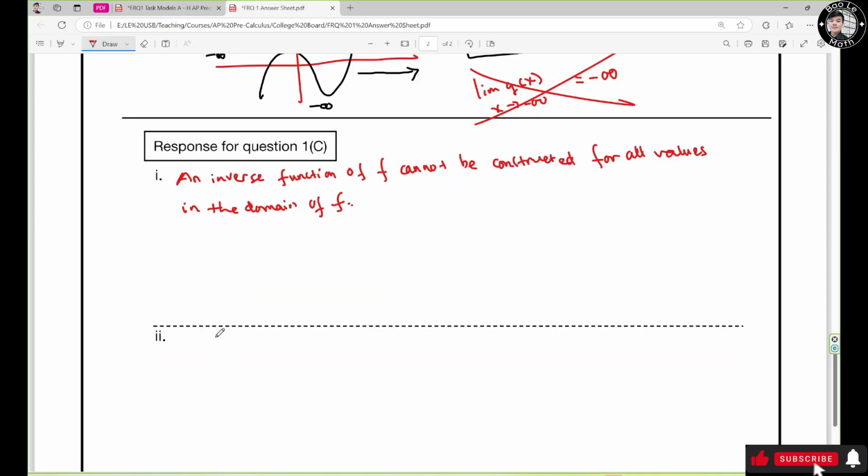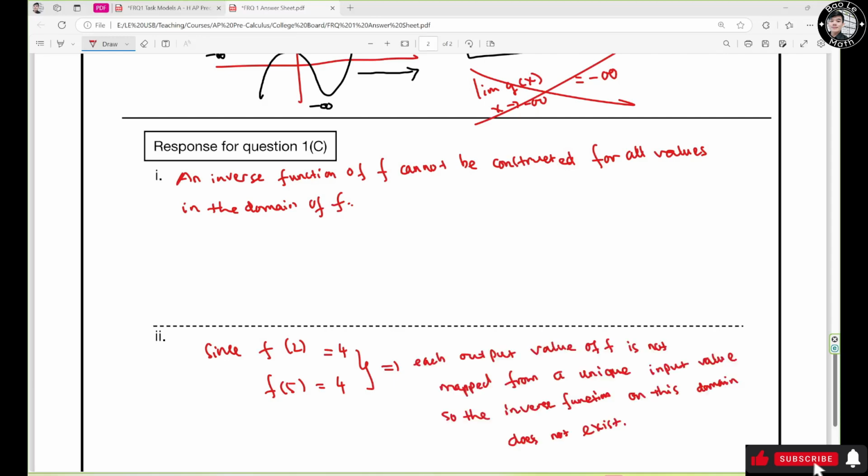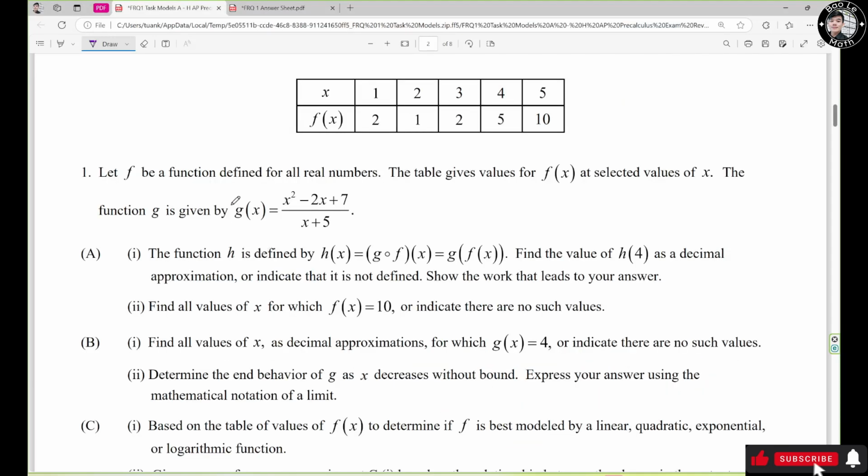You need to say since f of 2 equals 4, then f of 5 also equals 4. Then you can conclude that each output value of f is not mapped from a unique input value. So the inverse function on this domain does not exist. The question number 2. Alright, question number 2 similar to question number 1.